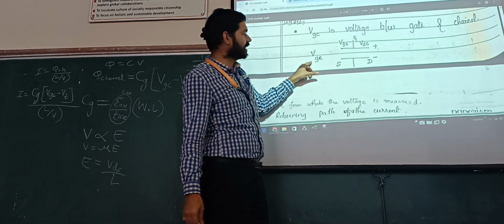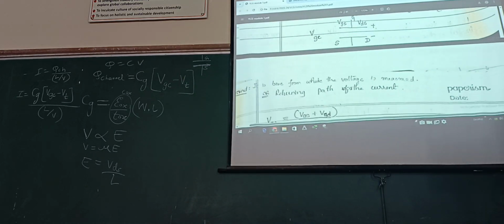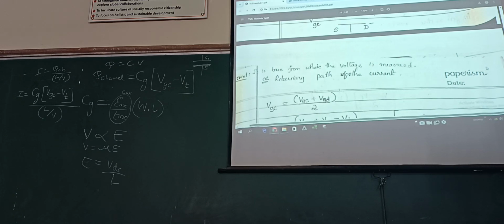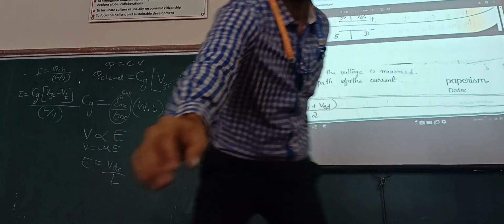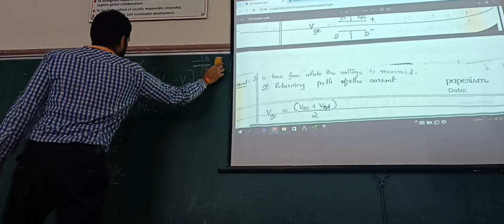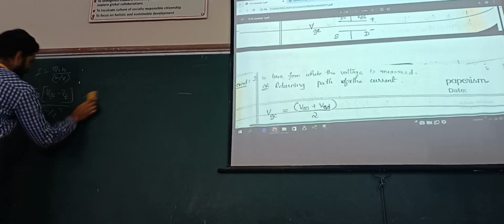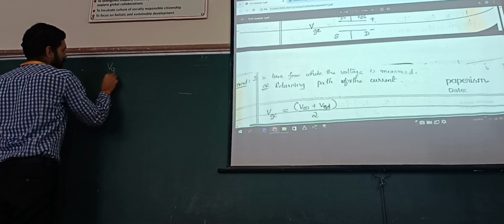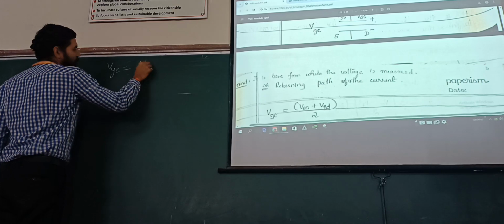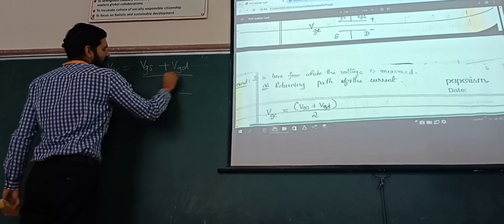So VGC, okay. VGC means it is VGS plus VGD divided by 2.